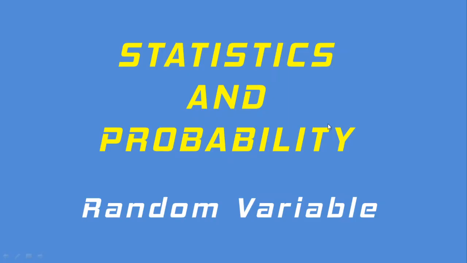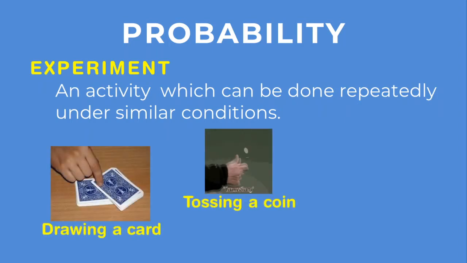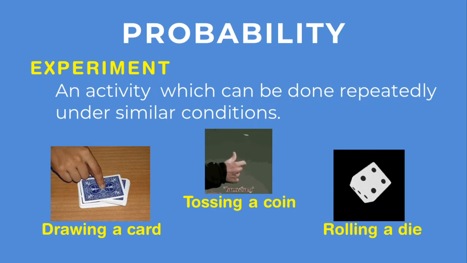So for this video discussion, we are going to talk about random variable. But first, let's go back to probability. So ang experiment is an activity which can be done repeatedly under similar conditions. Some examples are tossing a coin, drawing a card, and rolling a die.